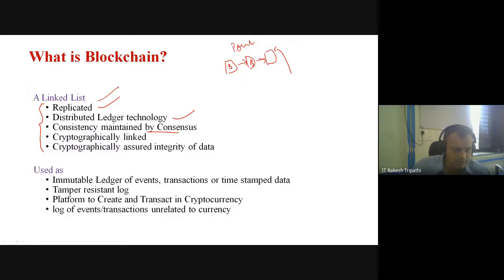It is used to implement an immutable ledger, meaning if you have implemented blockchain, then once you have written, nobody else can change it. It is immutable. And if anybody changes it, then it is a tamper-evident ledger. I will find out someone has changed that ledger. And third, it is a platform to create and transact cryptocurrency, or a platform to enable a transaction of any asset. Asset could be cryptocurrency. Asset could be, as I told you, any object of value.